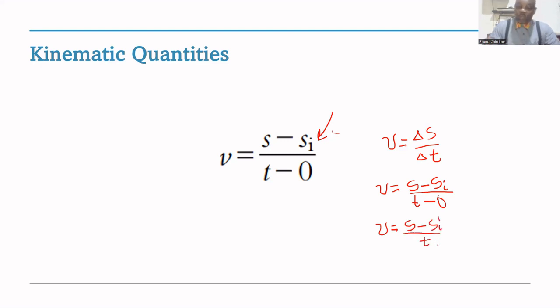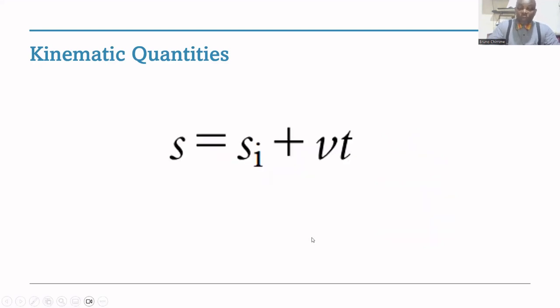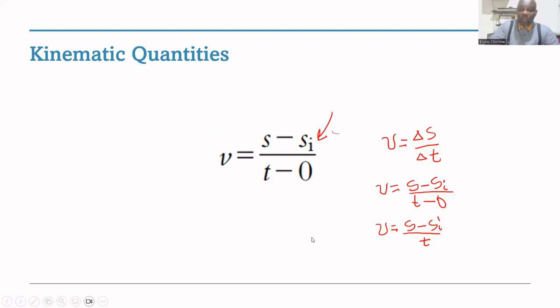So let's do this step by step. We have v equal to the change in position, that is current position minus initial position, over time. We know that initial time was 0. So we multiply by t on both sides. What you do on the right, you do on the left. It's an equation. Therefore, vt will be equal to the current position minus the initial position.